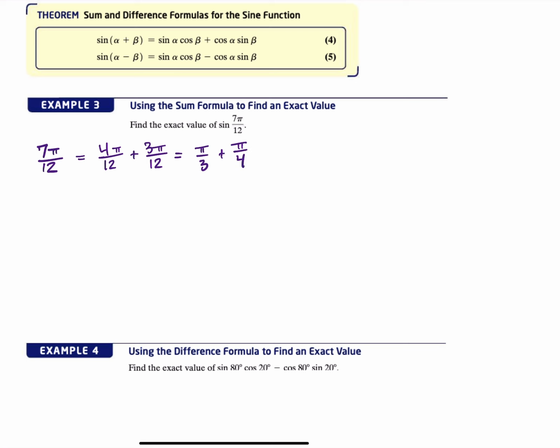So let's plug into our formula. That means we can write the sine of 7 pi over 12 as the sine of pi over 3 plus pi over 4.